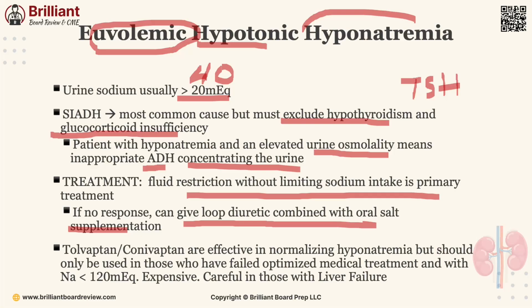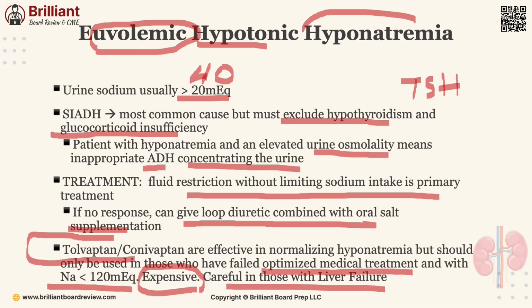Tolvaptan and conivaptan are effective in normalizing hyponatremia, but they're only for those who have failed optimized medical treatment and have a serum sodium less than 120. They are expensive. You need to be careful in those with liver failure. On these, the trick is you do not withhold fluids. They have to drink a normal amount. These can be violent. I just want you to know that you can have an overcorrection on these. They need to be drinking fluids. These can be violent, they're expensive, and they don't improve morbidity and mortality. They make the numbers look good.